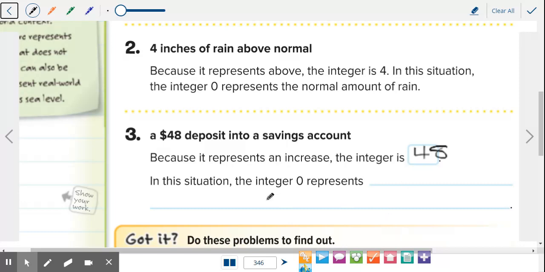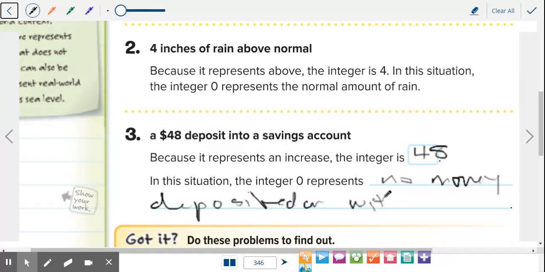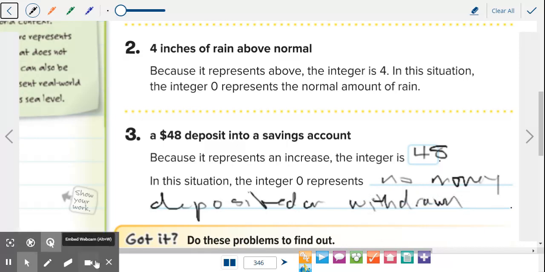Now, it says in this situation, the integer 0 represents what? What if we put a $48 deposit into the savings account? What does 0 represent? Hunter? That you didn't put any money in the savings account or take any out. Exactly. So 0 represents no money deposited or withdrawn. You didn't take any money out and you didn't put any money in.